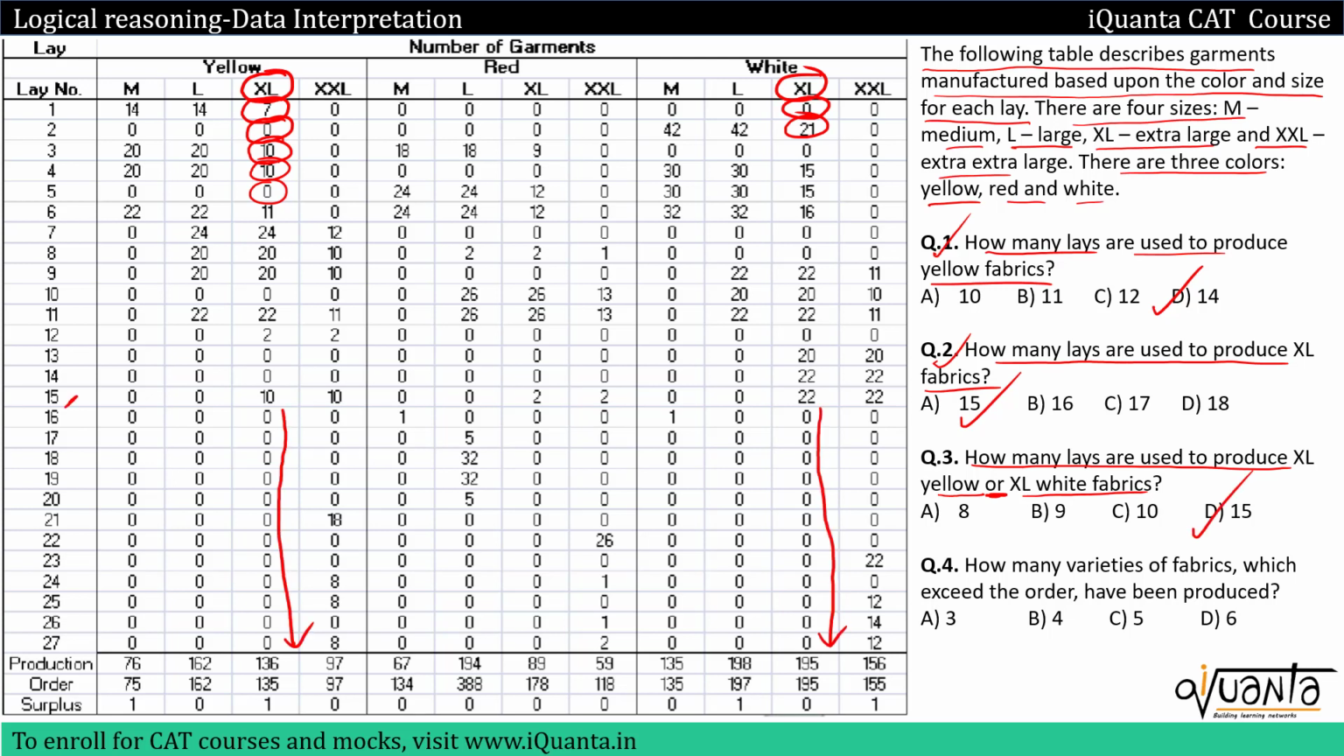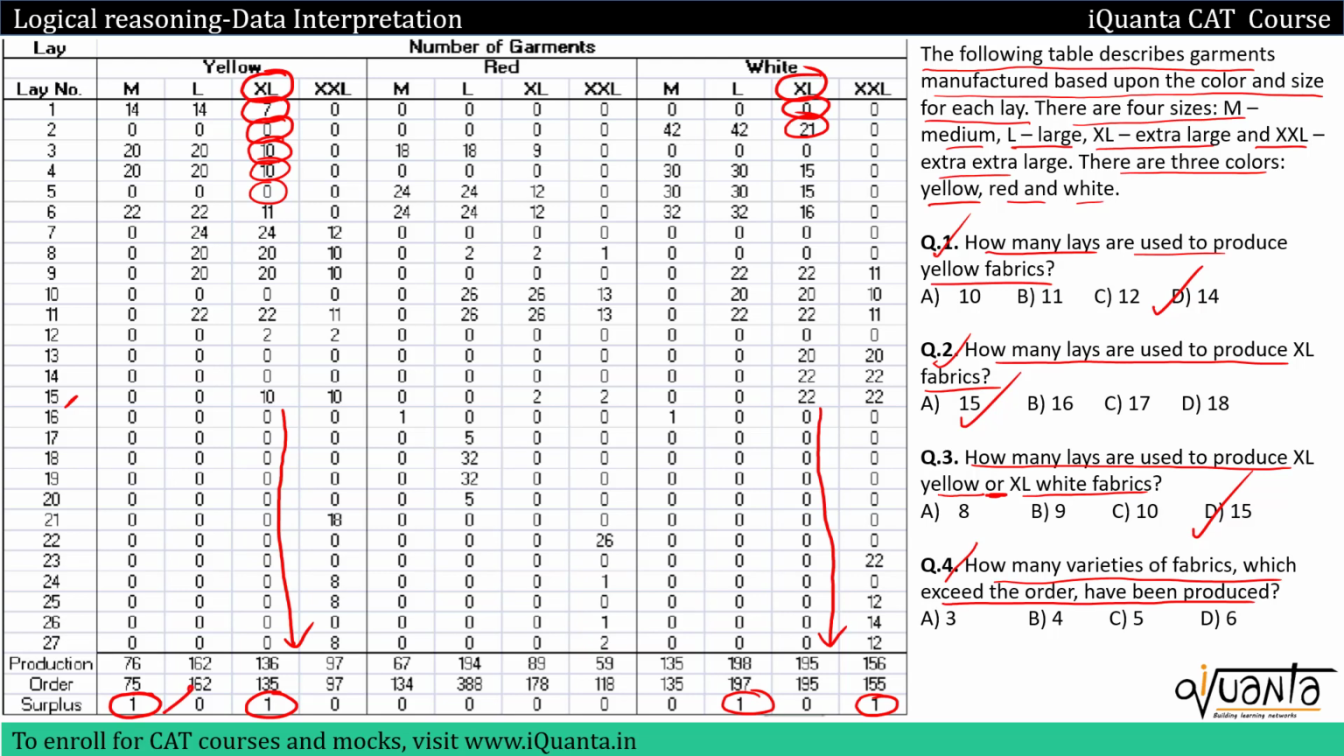Let's solve the last question. How many varieties of fabrics which exceed the order have been produced? So exceed the order, that means we have to count those for which we have surplus order, right? So we can see that for yellow medium there was one surplus, for yellow XL there was one surplus, for red there is no surplus, for white large there is one surplus, for white XXL there is one surplus.